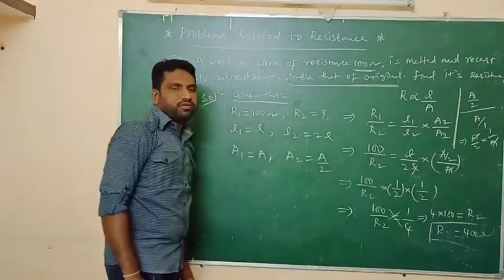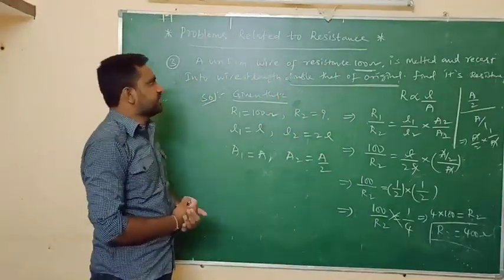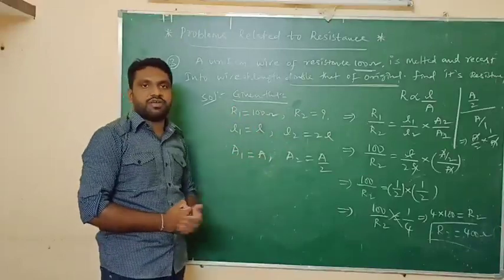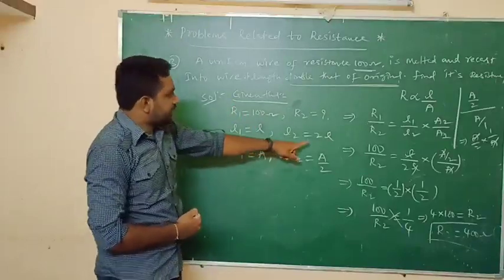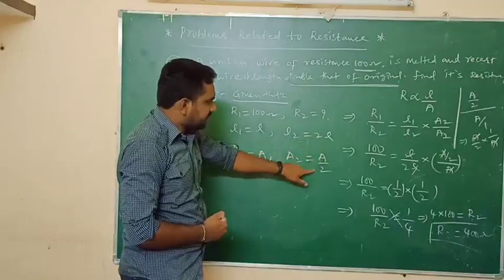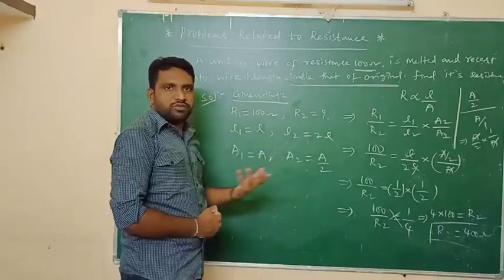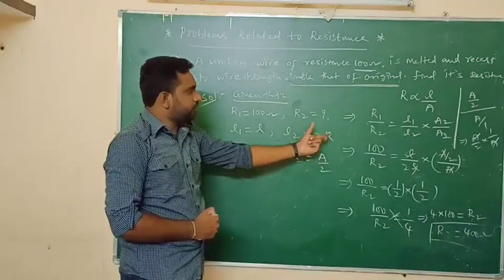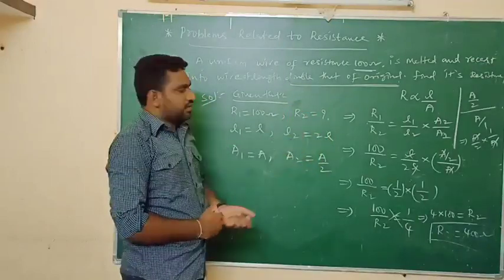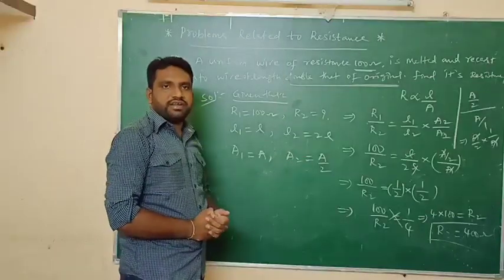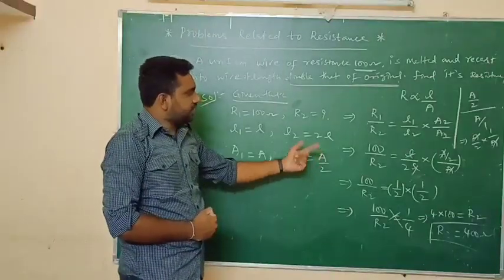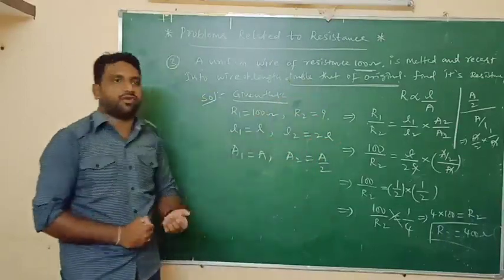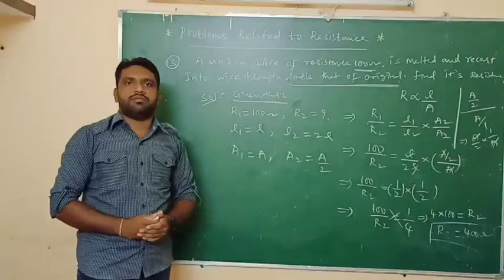So what is the final value? 400 ohms. That means the resistance of the wire after the recapitulation increases by 4 times. Why? Because length becomes double, cross section area becomes half. We know that resistance is directly proportional to length, so when the length becomes double, resistance also becomes double. And resistance is inversely proportional to cross section area, so when area becomes half, resistance becomes double. So 2 into 2, 4 times. Resistance increases by 4 times. So this is the solution of this problem.